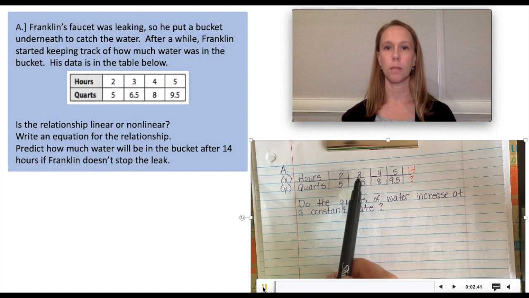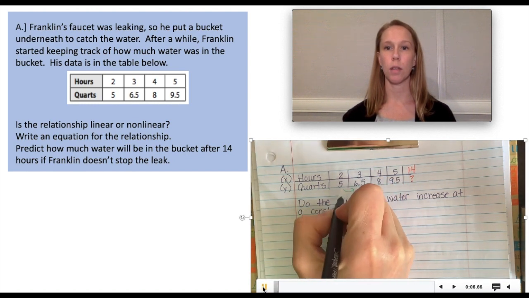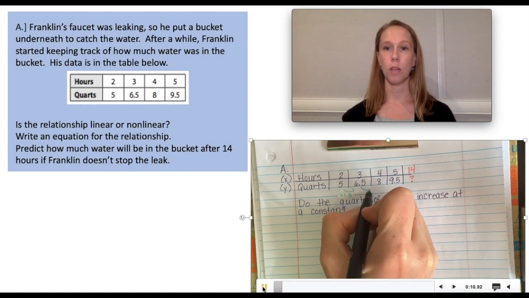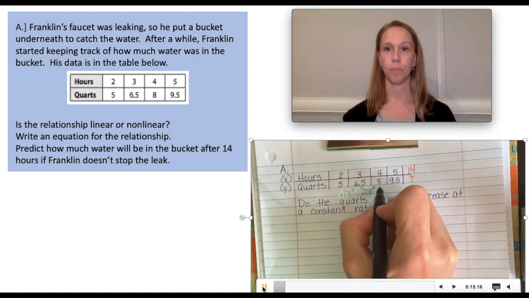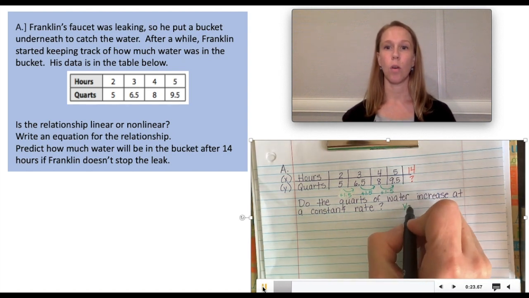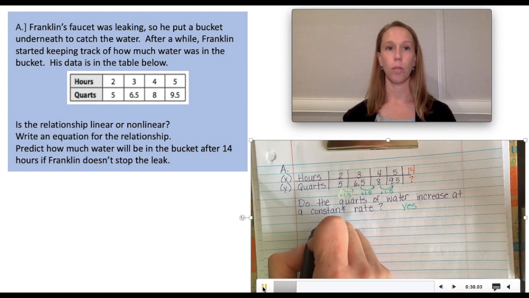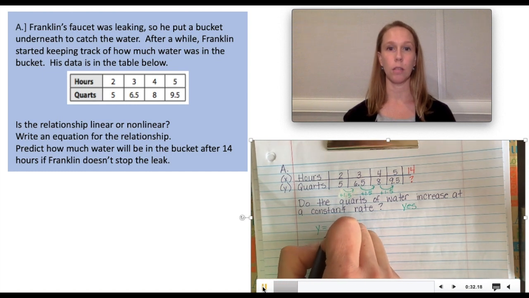And I noticed that as the hours increase by 1 hour, the number of quarts in the bucket increases by 1.5. And each time the difference is 1.5. So to go from 8 to 9.5 is 1.5. And I can't simply add that to get to the 14th term. I need to figure out what it is. But because it increases at a constant rate, it is a linear relationship. So the first answer to the question is yes.